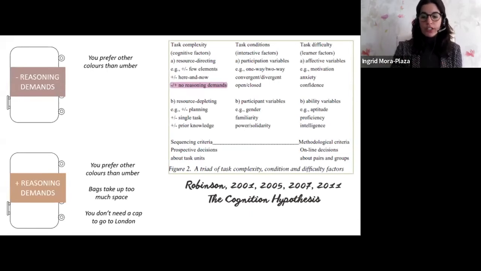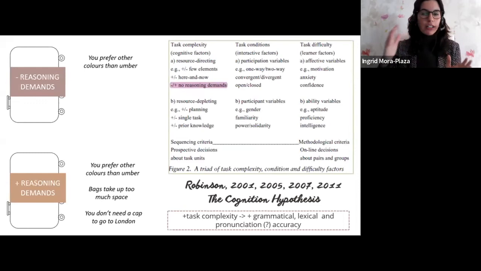So according to this theory, increasing the cognitive demands of the task along resource-directing dimensions, which are these ones, and controlling for resource-depleting or resource-dispersing dimensions leads to more accurate grammatical and lexical structures. However, we don't know what happens with pronunciation. We don't know if this theory also holds for L2 pronunciation.